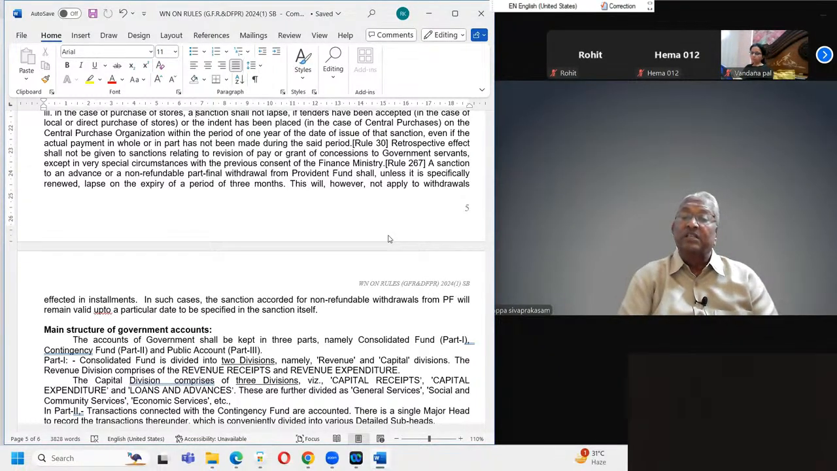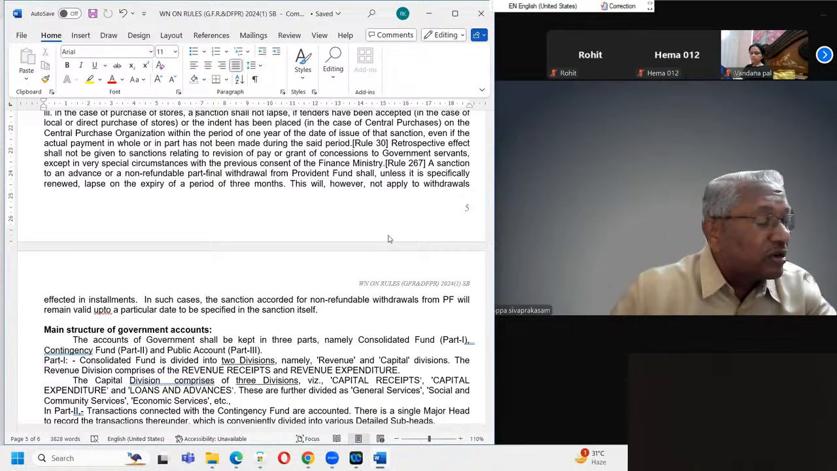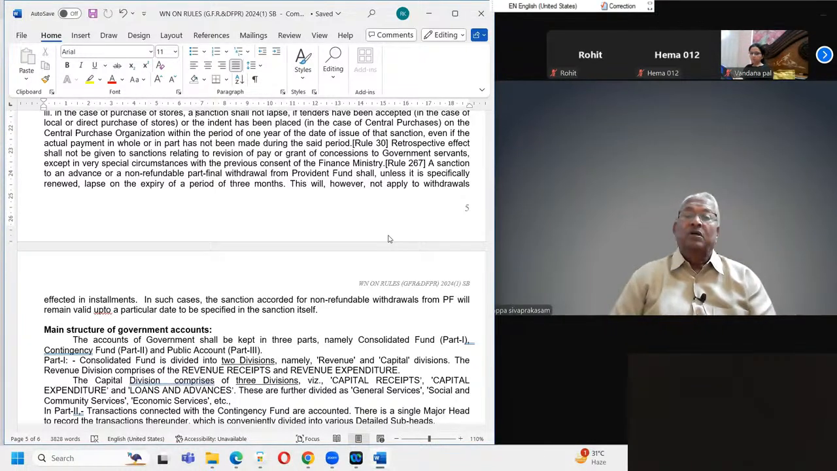I'll tell you. Somebody is asking, what is retrospective sanction? I'll tell you. This GPF withdrawal, बच्चे का education के लिए होता है. Then in this sanction order, it is mentioned, it is valid for 3 years. Every 6 months for meeting the fees of the child, this part final withdrawal of this amount will be drawn. So in that case, separate sanction for each installment need not be issued. In such cases, sanction accorded for non-refundable withdrawal from Provident Fund will remain valid up to a particular date to be specified in the sanction.